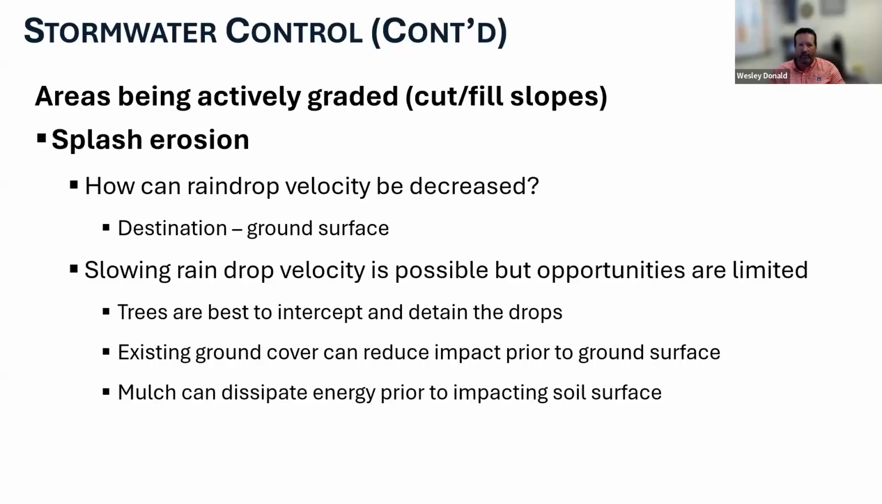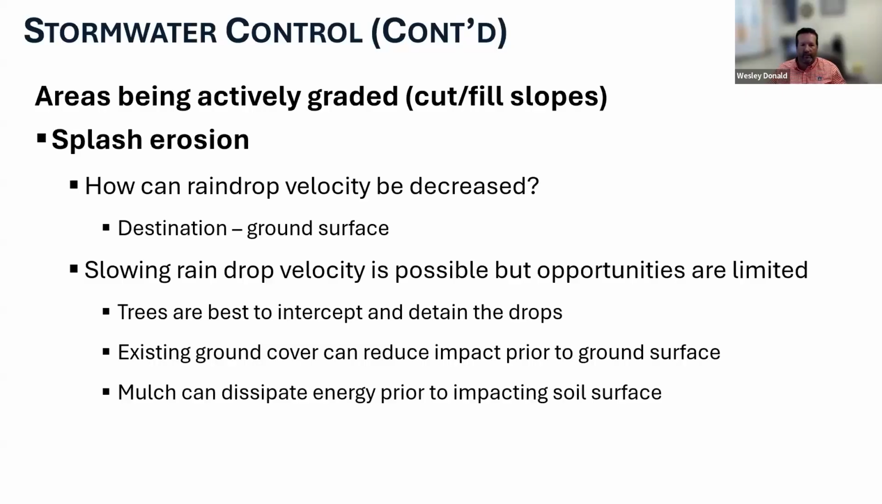Again, we're talking about splash erosion, where the raindrops are hitting the ground surface. We need to slow the raindrop velocity. It's possible, but the opportunities are limited. Leaving trees in place is the best way you can reduce raindrop velocity. Trees will intercept it and detain the drops on their leaves, especially in summer, spring, and fall, when trees still have their leaves intact. They will reduce the amount of raindrops hitting the ground.